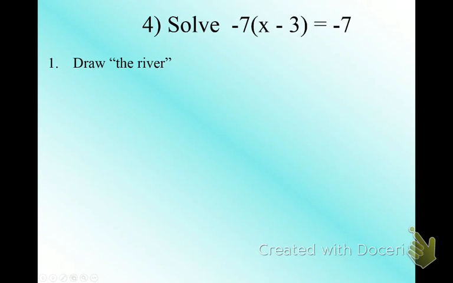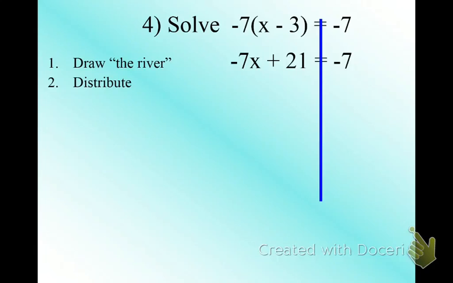There we go. So we're going to draw the river. So draw it straight down. Distribute. So again, this is showing you the first way of doing it. I like the second way, but I think more students understand it this way more. So I'll show you this way. You distribute the negative 7 to the x and to the 3. So when you distribute both of those, you get negative 7 times x is negative 7x, and negative 7 times negative 3 is positive 21. So that's utilizing the distributive property.